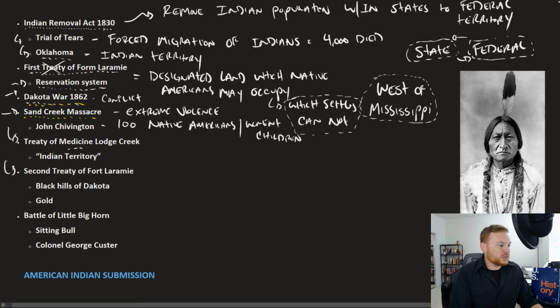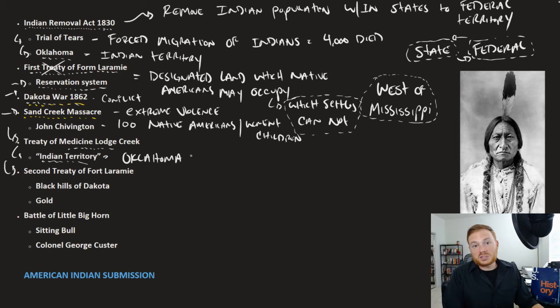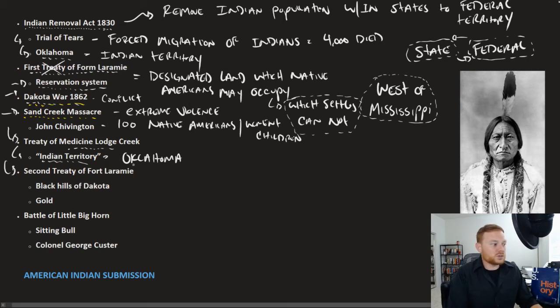So the Treaty of Medicine Lodge Creek suggested to move more of these tribes to the Indian Territory. This was Oklahoma, which was very hot, dry, arid. It was not a very pleasant place to go. If you did not comply with the treaties, oftentimes Native Americans would be persecuted, hunted down, or resist or rebel against these orders. The Second Treaty of Fort Laramie prompted to move Native Americans like the Sioux, the Plains Indians, to the Black Hills of Dakota, and that worked out as long as those lands were undesirable.